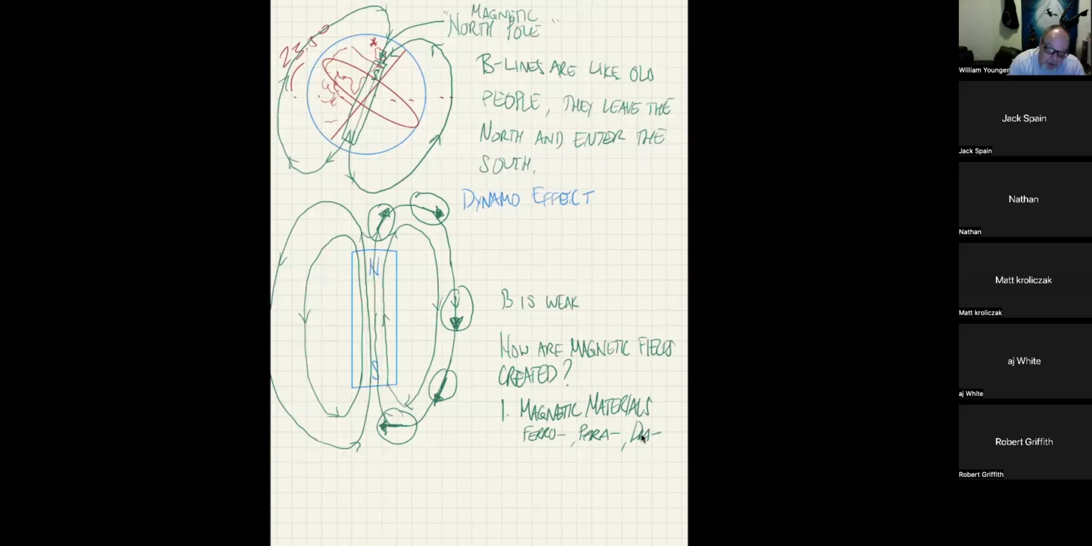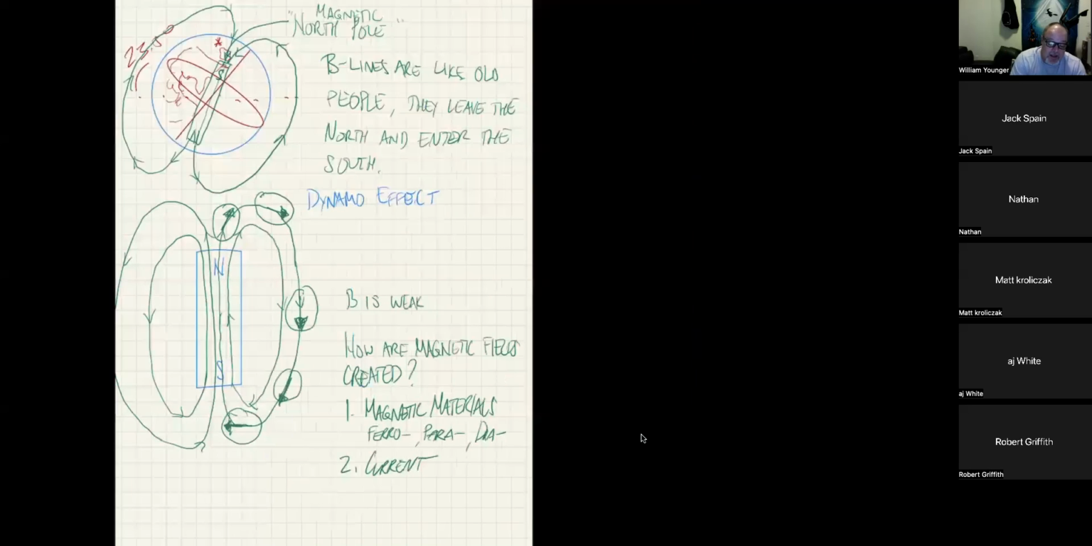Okay. But it turns out too that current can create them. So let's start talking about that. A current in a wire creates a magnetic field. So now that you have this understanding of how magnetic field lines go and stuff like that, let's imagine a current carrying wire.